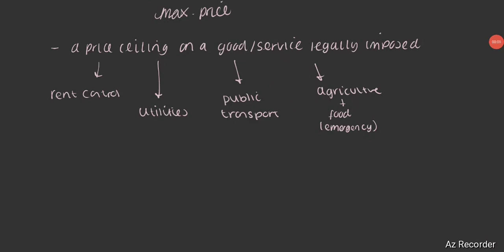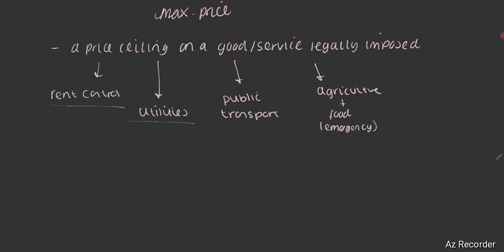Okay, so in this video we'll be looking at maximum prices. A maximum price is a price ceiling on a good or service which is legally imposed, often by the government. Examples of this, we've got rent control. In some cities, governments impose a maximum price on rent to stop landlords exploiting renters.